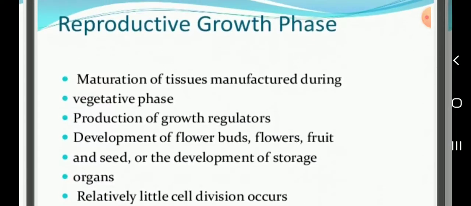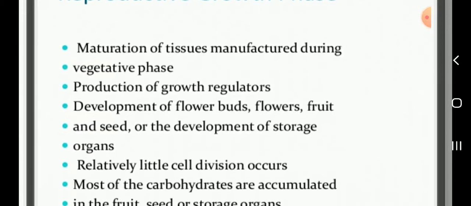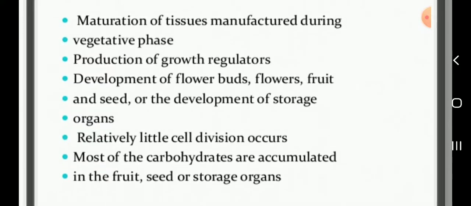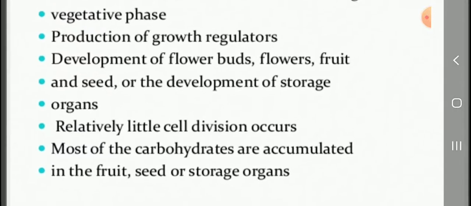Then reproductive phase, or growth phase. Reproductive phase, another name is growth phase: maturation of tissues manufactured during the vegetative phase, production of growth regulators, development of flower buds, flowers, fruits and seeds, or the development of storage organs.